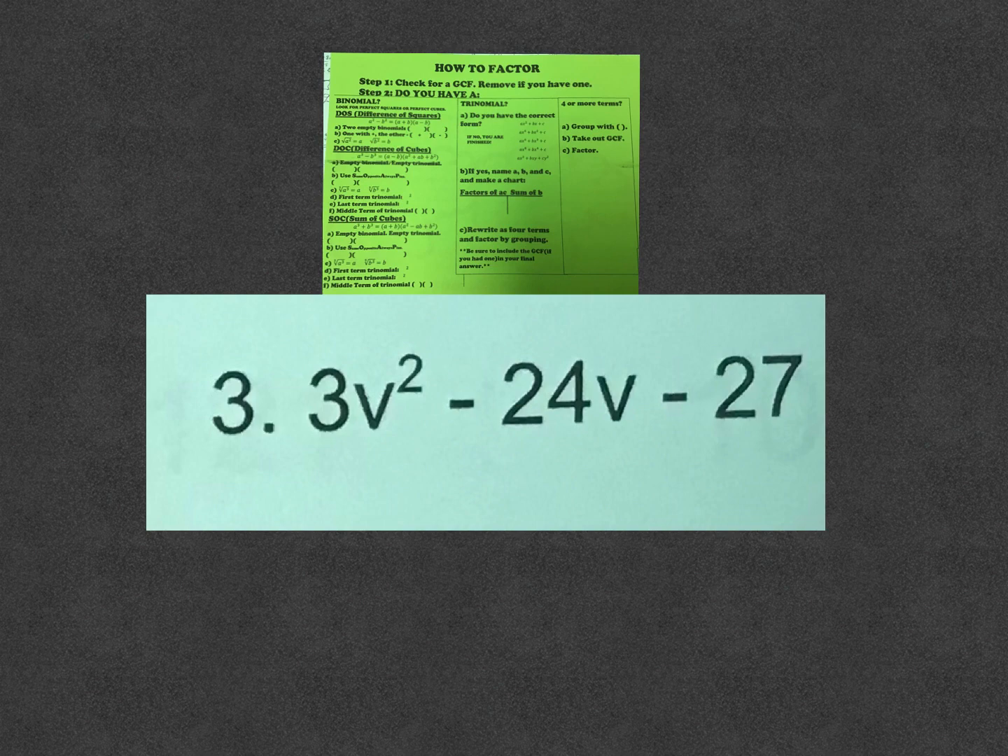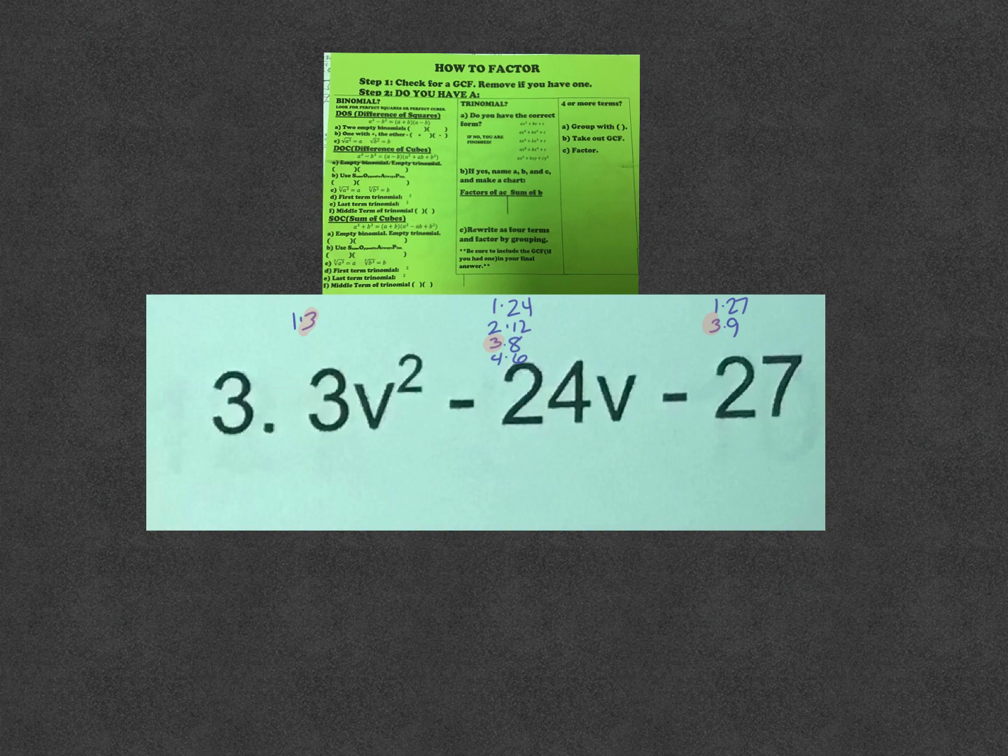So let's look at our coefficients, 3, 24, and our constant 27. The factors of 3, 1 times 3. Factors of 24, 1 times 24, 2 times 12, 3 times 8, 4 times 6. Factors of 27, 1 times 27, 3 times 9, and I think that's it. Now, I want to look at those factors and find a common factor if I have one. They all do have 1, but I see 3. They all have a 3.